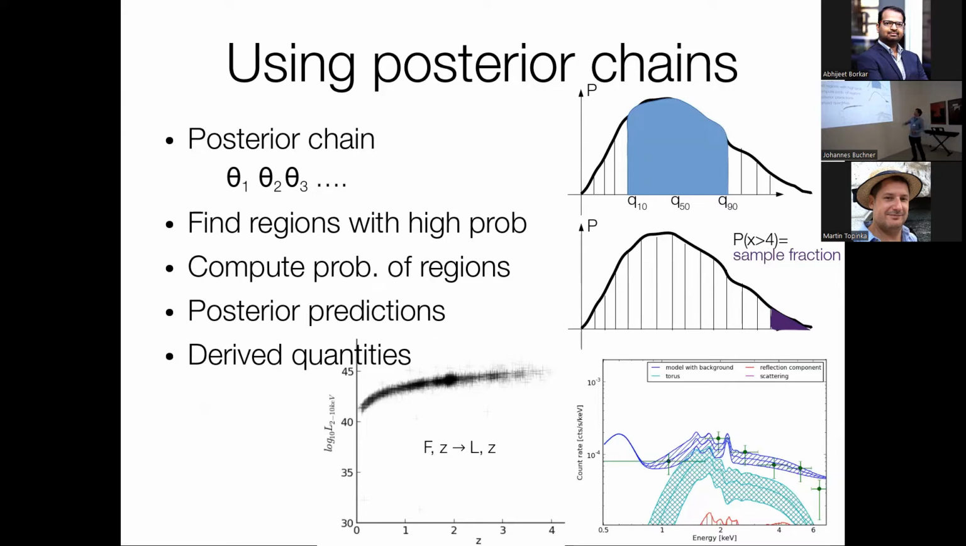And you can also take each of those samples and compute something else. You apply a function to it, and then you get a distribution in that different space. And that's a very nice way of propagating uncertainties. For example, here I computed for each sample a model, and here I'm showing the distribution of these model predictions.